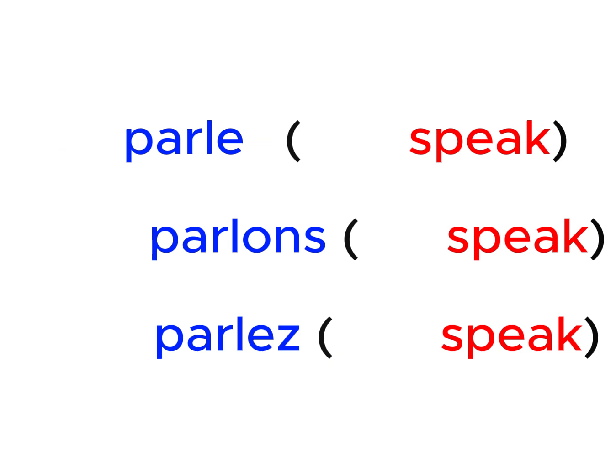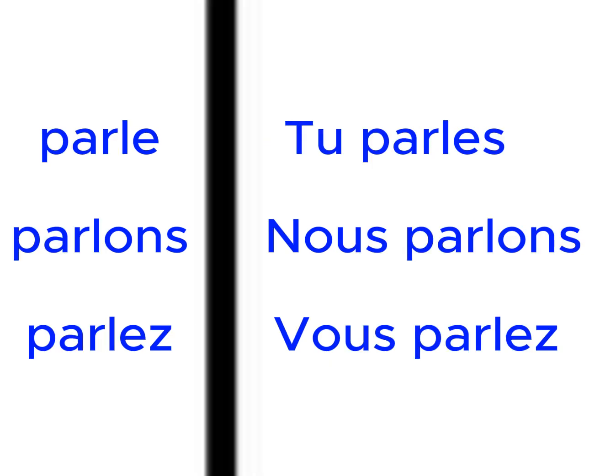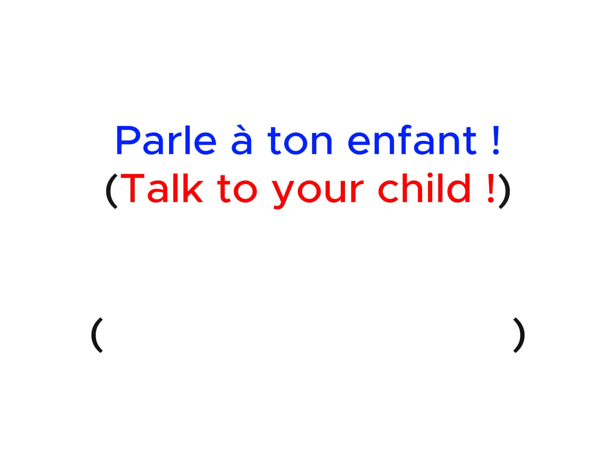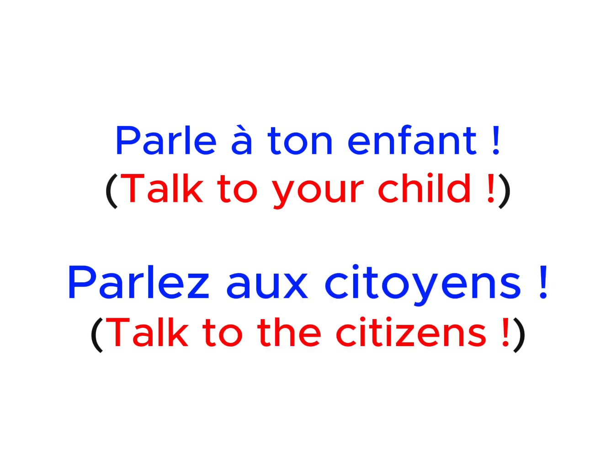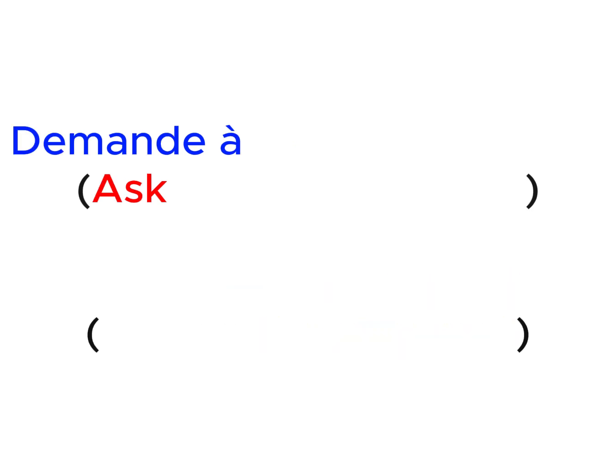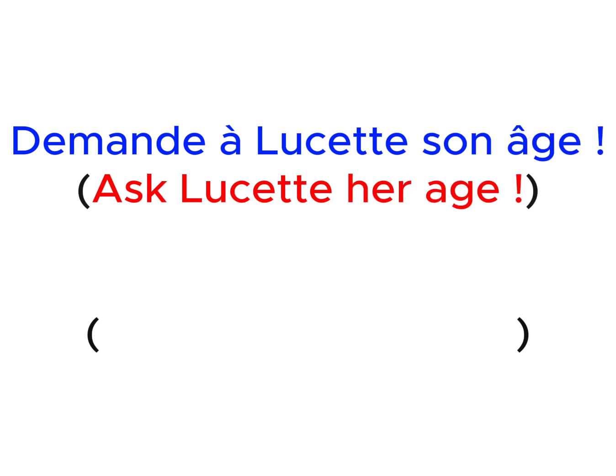Did you observe carefully? Otherwise, compare with the verb without the imperative. Yes, the S has disappeared from the second person singular. The rule is that all the verbs of the first group, when they come in the imperative form, must be written without S in the second person singular. For example, Parle à ton enfant. Parlez aux citoyens. Demande à Lucette son âge.